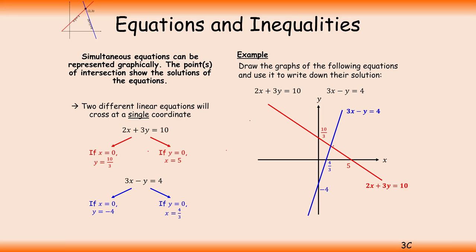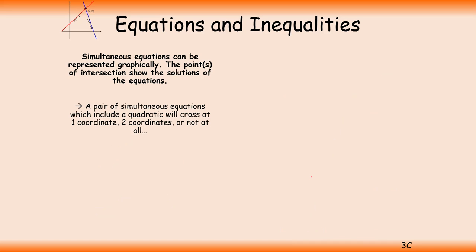If I wanted to find the point, I do it as simultaneous equations. Equate the x's or the y's and get rid of them. You know how to do that from the last exercise, and we can find that the point of intersection is 2, 2. 2 straight lines intersecting at one point. If I have a quadratic and a linear equation, then they're going to intersect either at one point, 2 points, or not at all.